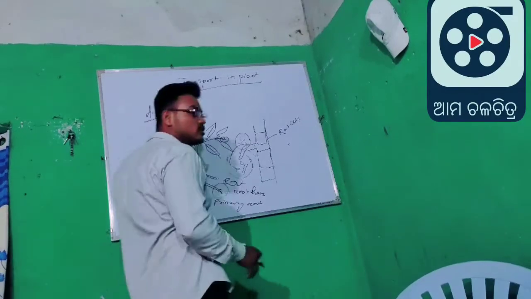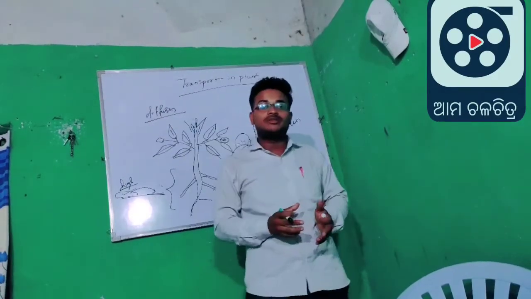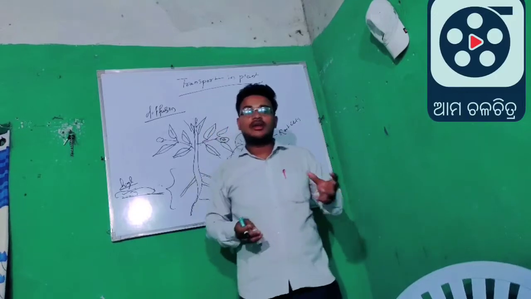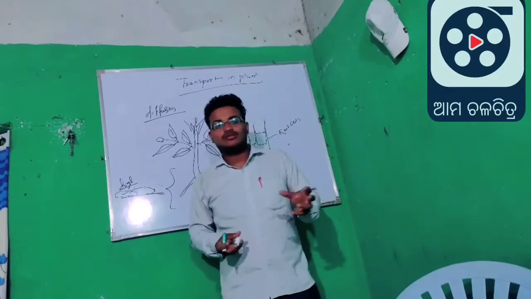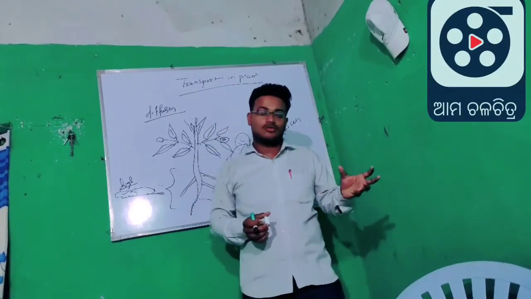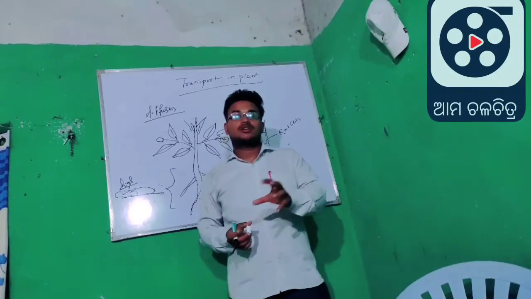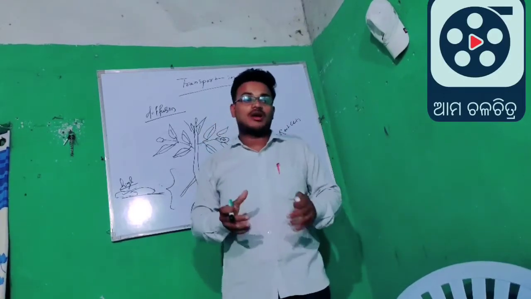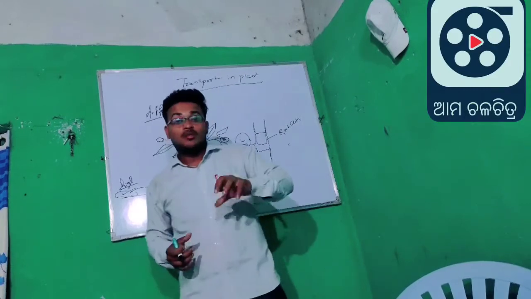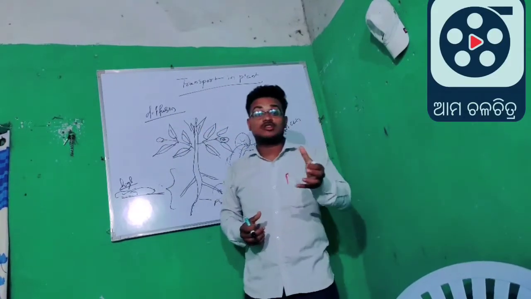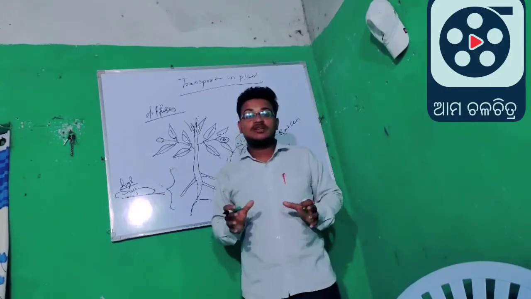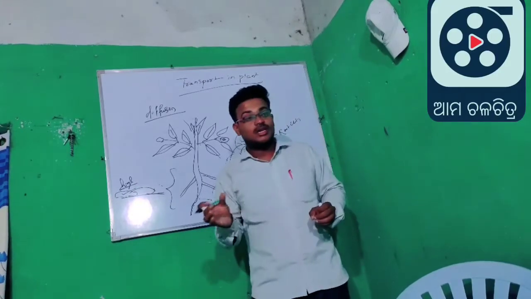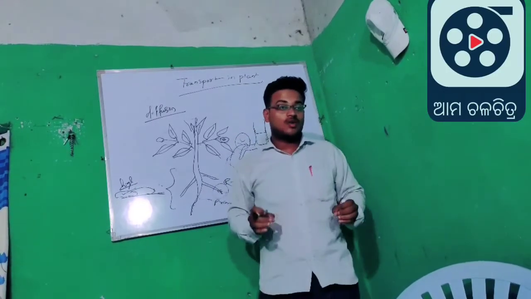Diffusion is the process by which water or minerals, or any type of food, flows from a higher concentration to a lower concentration in the plant parts. But you should also understand the process of osmosis. Osmosis plays an important role in the transportation of water in plants.